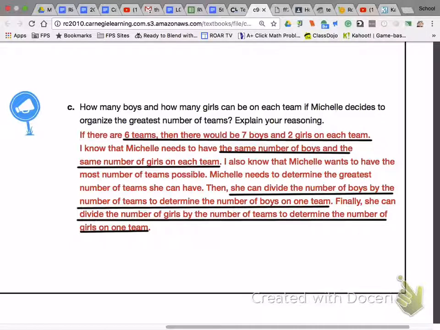Michelle wants the same number of boys and the same number of girls on each team, so she can divide the number of boys by the number of teams to determine the number of boys on one team, and divide the number of girls by the number of teams to determine the number of girls on one team.